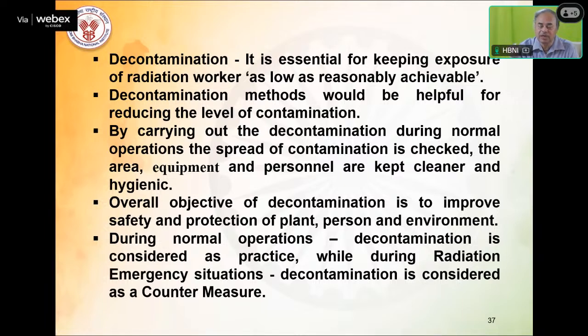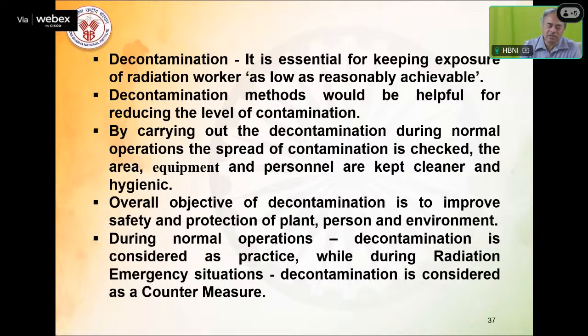So it is important. Why is decontamination important? The overall objective is to improve safety and protection of plant, person, and environment. During normal operations, decontamination is considered a practice. As we work in the kitchen, we wash our hands after completing the work. Same way, when we work in our plant, afterwards we should clean the floor, the equipment, the instruments, and ourselves. That is a part of the work practice.